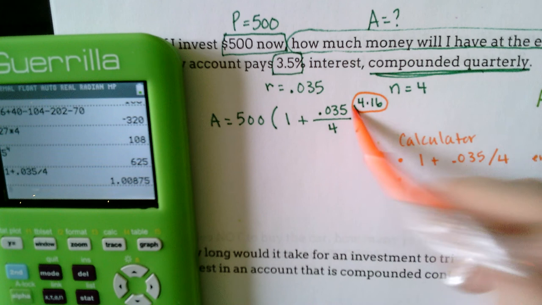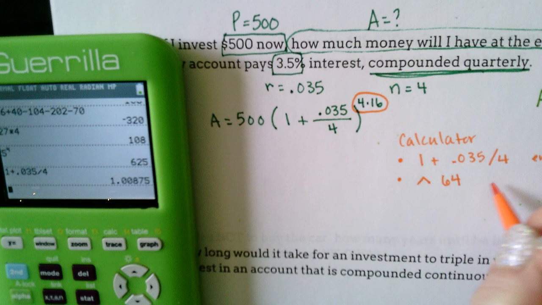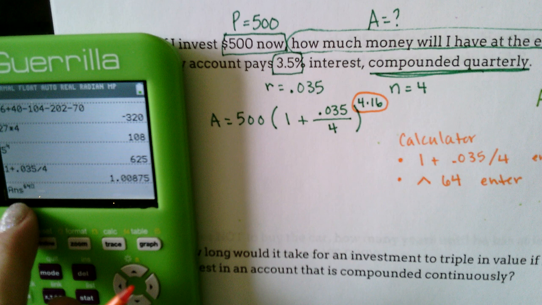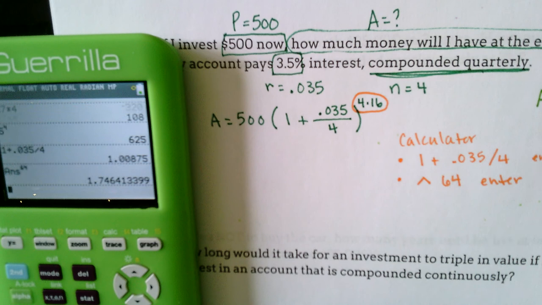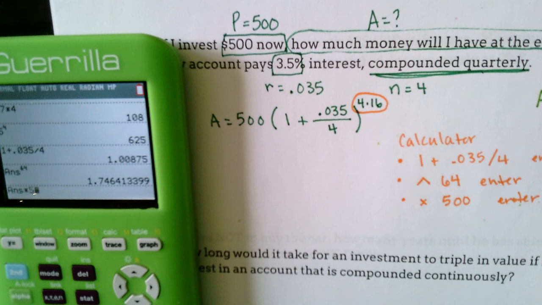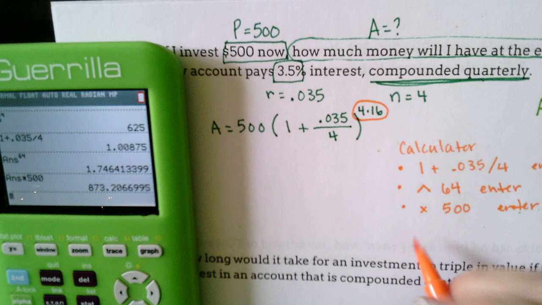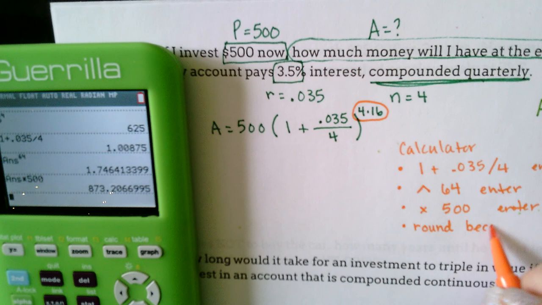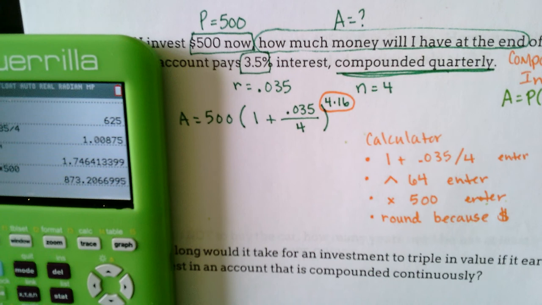And then I'm going to hit the caret key to the 64th power and then hit enter again. So caret to the 64, because my calculator will take my answer to the 64th power, and 4 times 16 was 64. Enter. And then I'm going to multiply that, so times 500, and then enter. And then that's going to give me my answer. And then I'm going to round because money. So when I round, I'm going to round to the nearest penny.